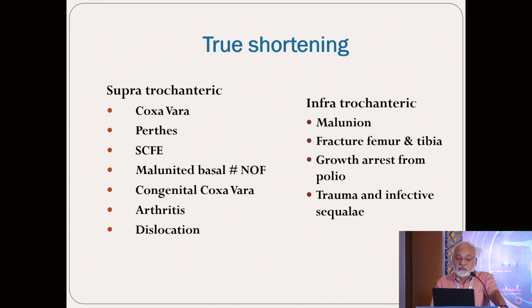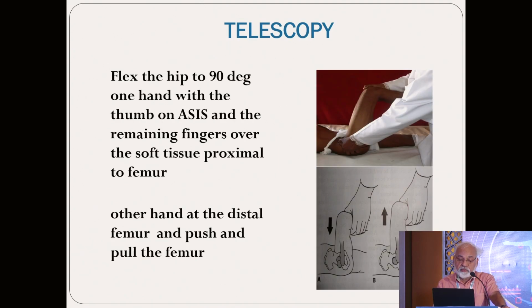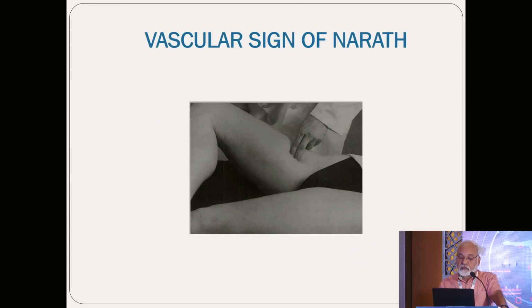These are the causes for the true shortening, supratrochanteric versus infratrochanteric. Supratrochanteric may be coxa plana, Perthes disease, slipped capital femoral epiphysis, malunion fractures. Infratrochanteric like malunion fracture femur, or maybe a person who was affected with polio that led to poor circulation and poor bone growth. Telescopy is done for the instability at the hip joint. Then the vascular sign of Narath again to be seen, and femoral pulsation to be seen to know about the dislocation of the hip joint.